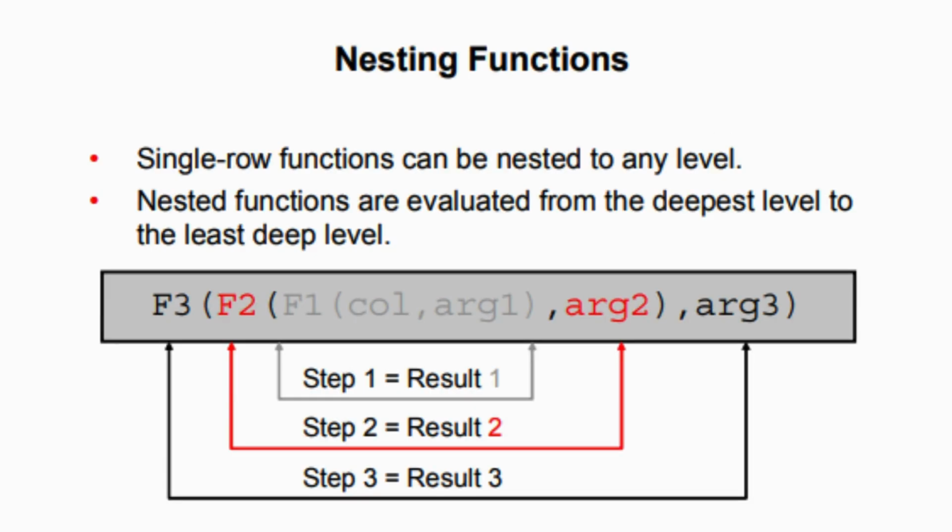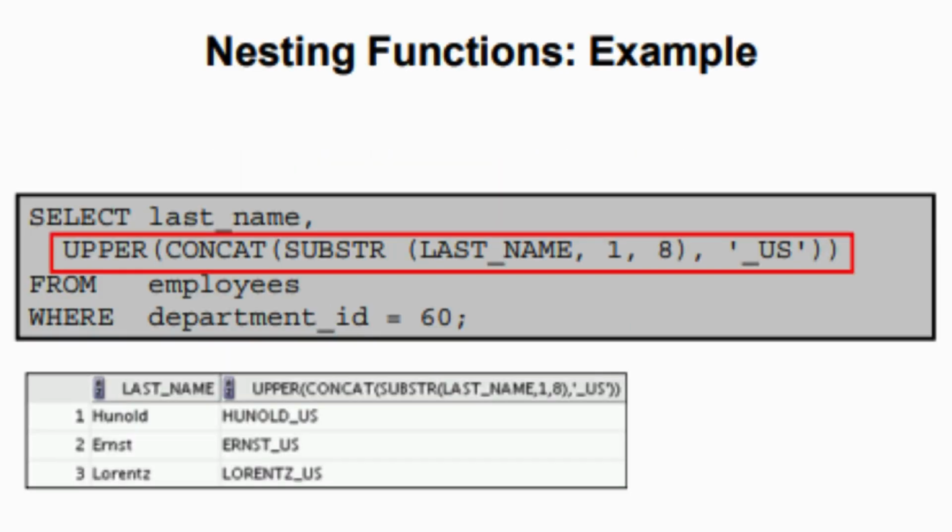Single row functions can be nested to any depth. Nested functions are evaluated from the innermost level to the outermost level. Some examples follow to show you the flexibility of these functions. The example in the slide displays the last names of employees in Department 60.